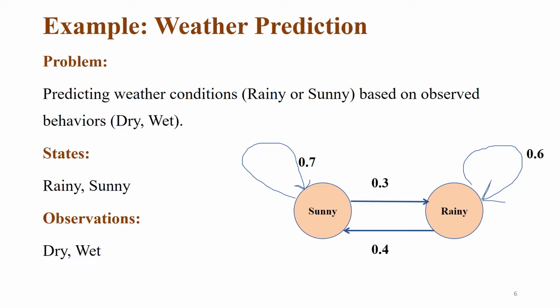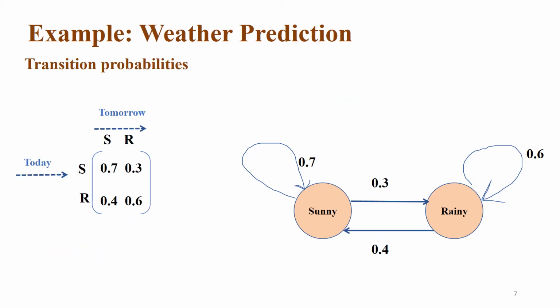So these transition probabilities could be represented as a 2x2 matrix, like this. This is representing today's status and this is representing tomorrow's weather. So the transition probability from sunny to sunny is 0.7, from sunny to rainy is 0.3, from rainy to sunny is 0.4, from rainy to rainy is 0.6.